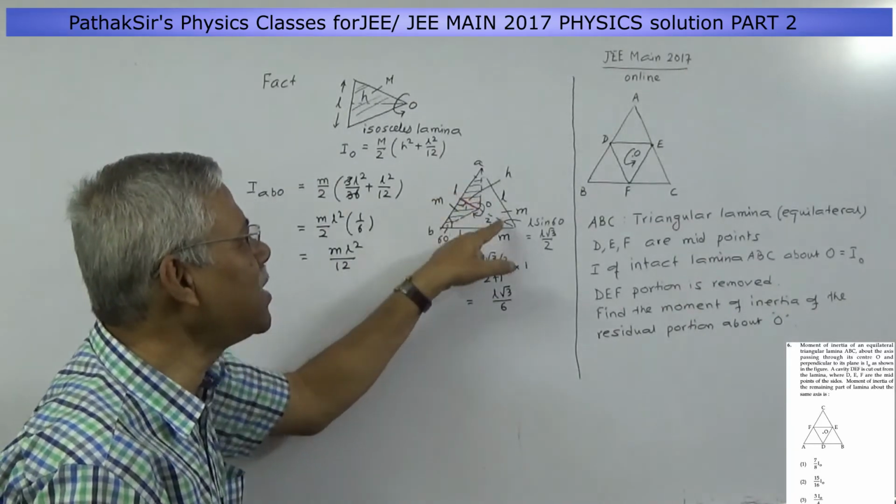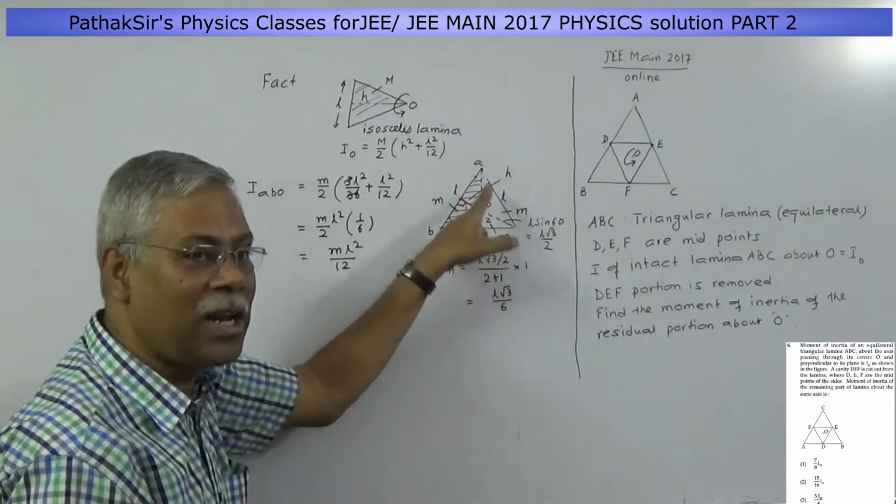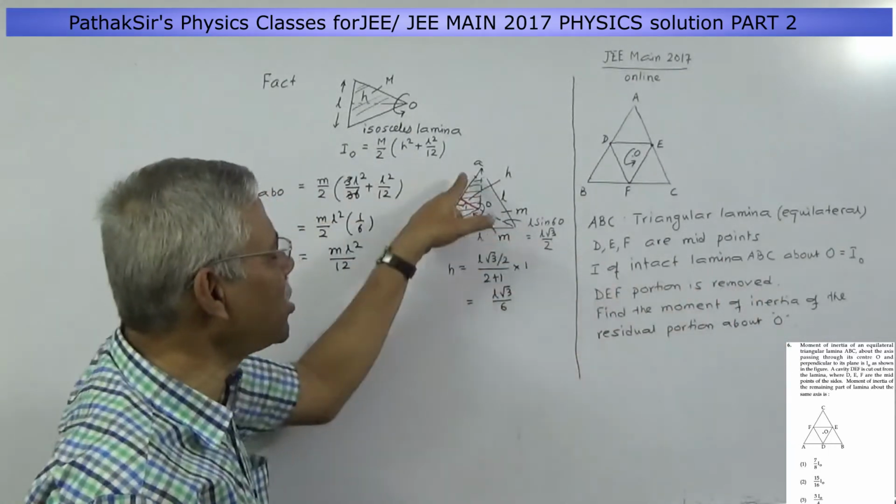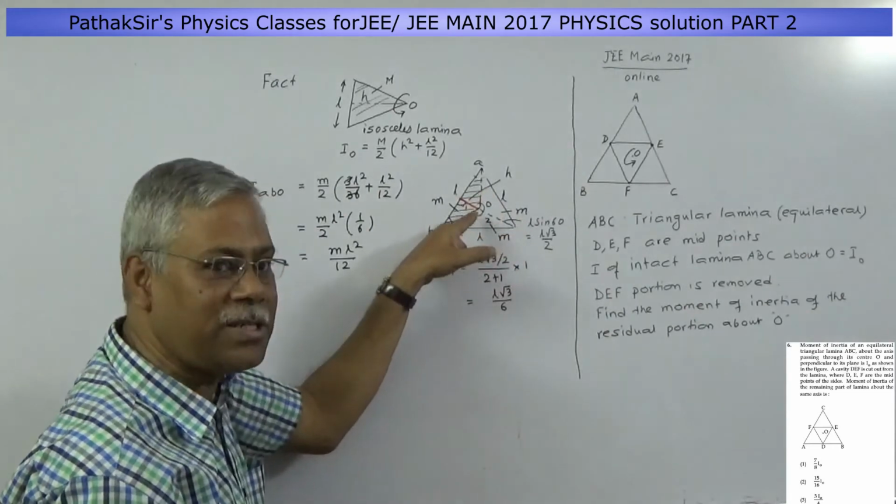And you have 3 such triangles in this triangular lamina. So what is I naught? I naught is the moment of inertia of this triangular lamina about this axis.